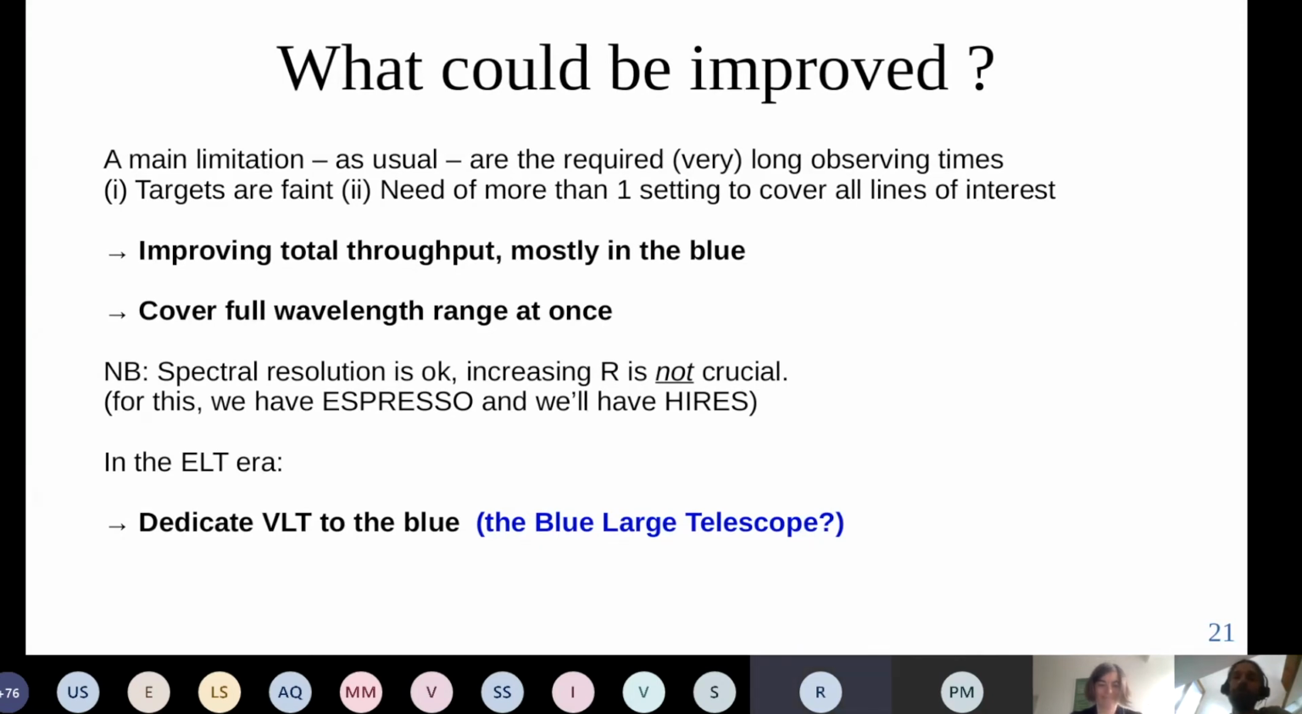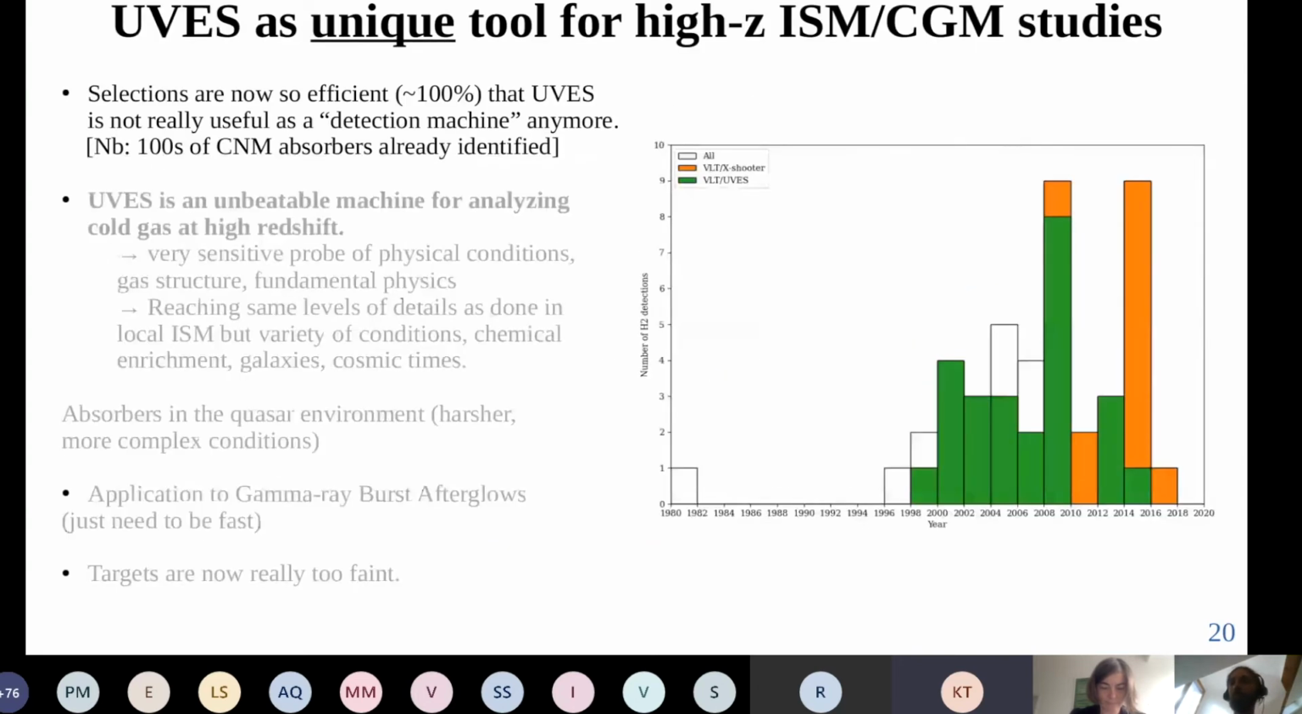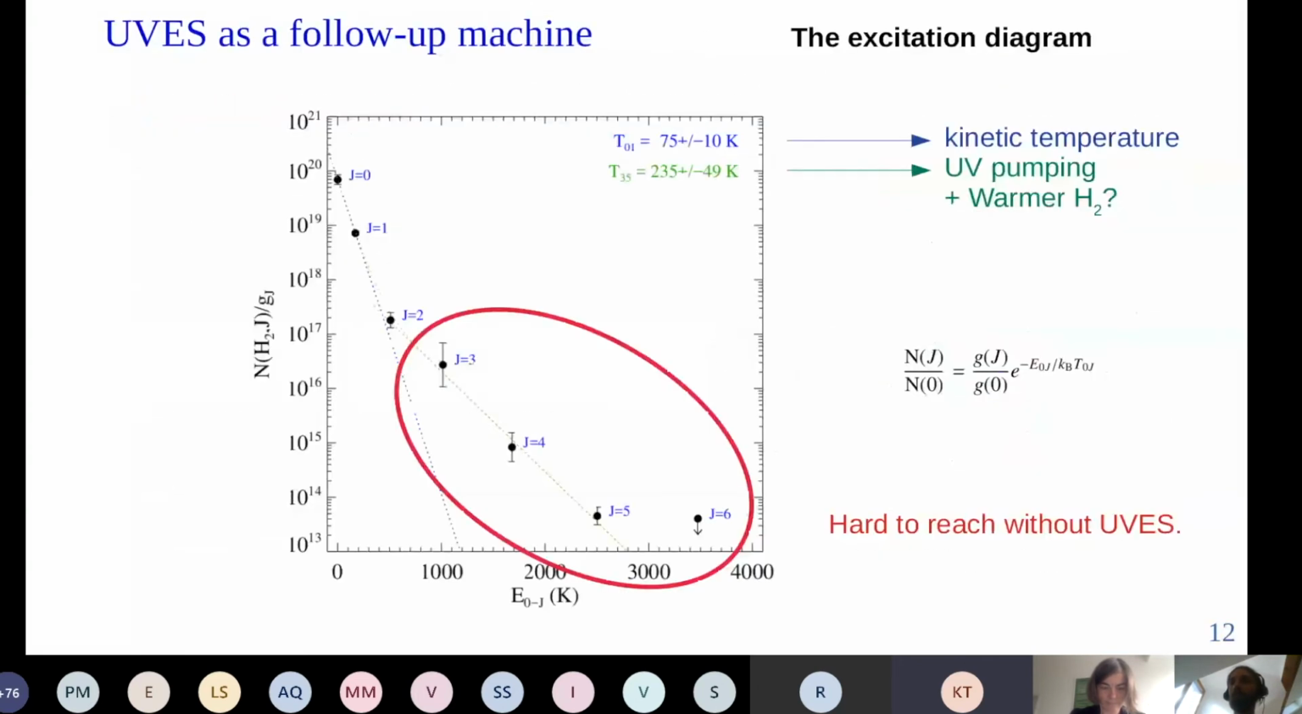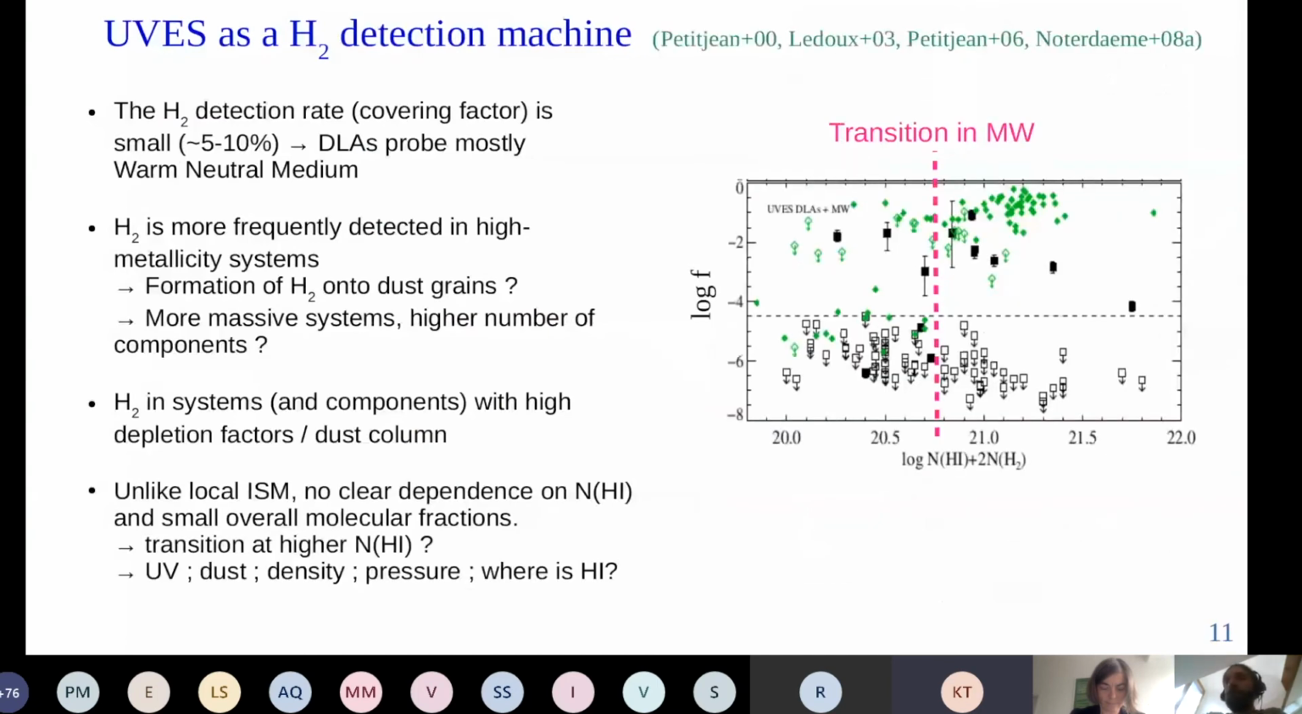Yes, you did. Thanks. So next we have a question from Ksenia Telikova. Yes, thank you. Thank you, Pascal, for this interesting talk. I want to ask you about the dependence of the H2 fraction on H1 column density. You showed that in the Milky Way there is no so clear dependence of H2 on H1 column density in comparison with high redshift DLAs. And maybe this effect can be connected with some selection bias that comes from different observational techniques?